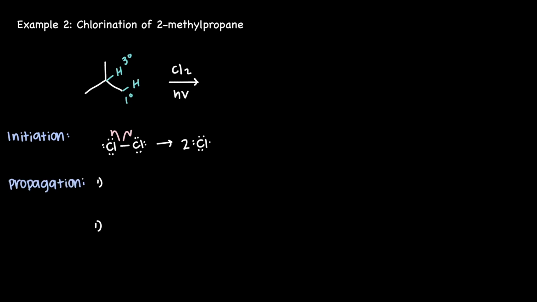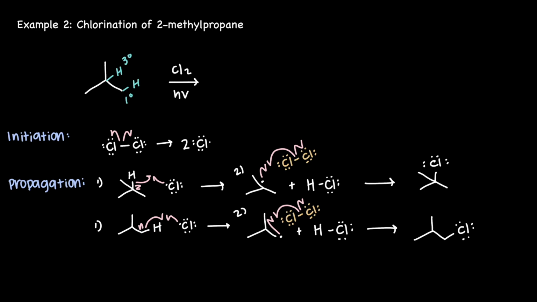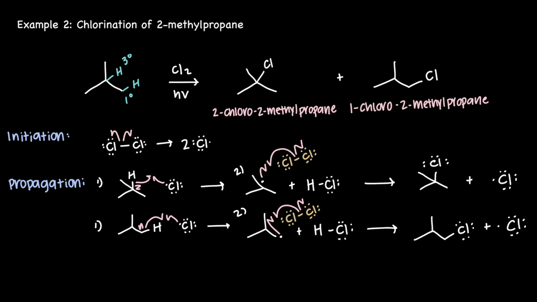Next, let's look at the first propagation step. A chlorine radical can remove either the tertiary hydrogen or a primary hydrogen. This produces either a tertiary radical or a primary radical. For the second propagation step, the radical reacts with chlorine to form a carbon-chlorine bond while regenerating another chlorine radical. Looking at the products, both 2-chloro-2-methylpropane and 1-chloro-2-methylpropane are formed. The tertiary product is favored because the tertiary radical is more stable, although a noticeable amount of the primary product is still produced. Finally, in the termination step, two chlorine radicals combine to form a chlorine-chlorine bond.